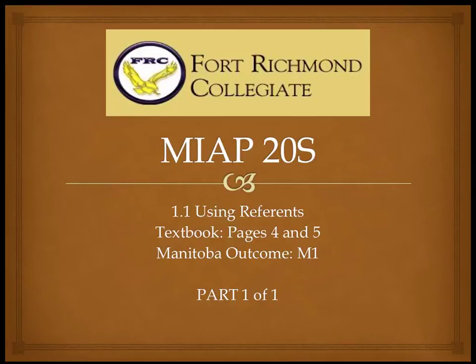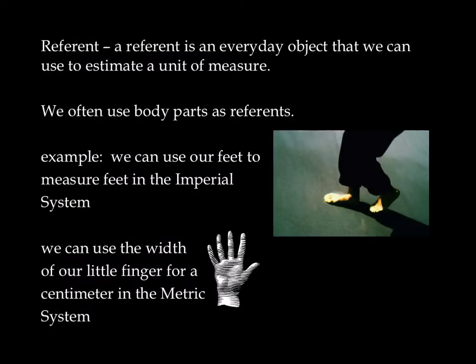Okay, so this is outcome M1 from the Manitoba curriculum, and this is video 1 of 1. It's called Using a Referent. Okay, so the question is, what is a referent? A referent is an everyday object that we can use to estimate a unit of measure.